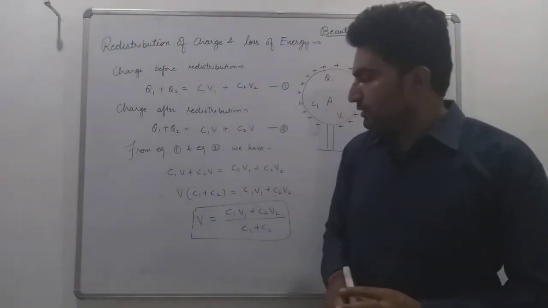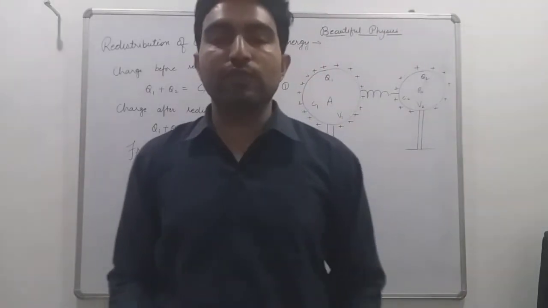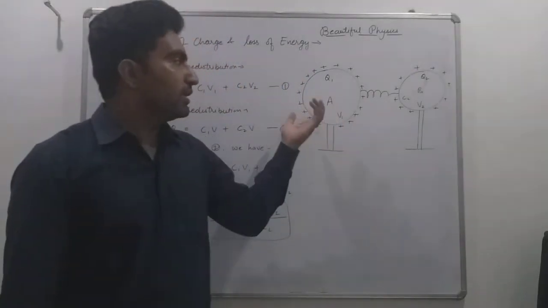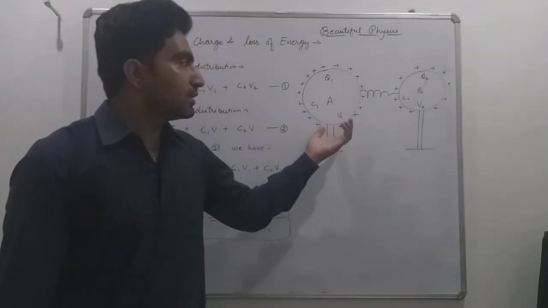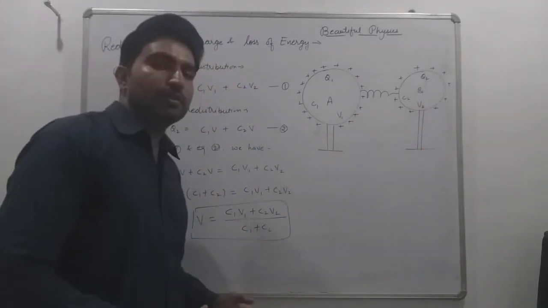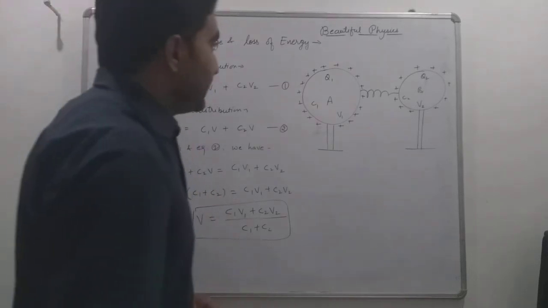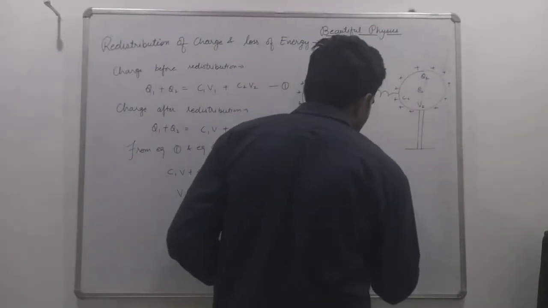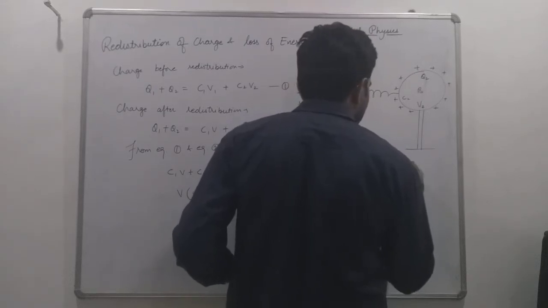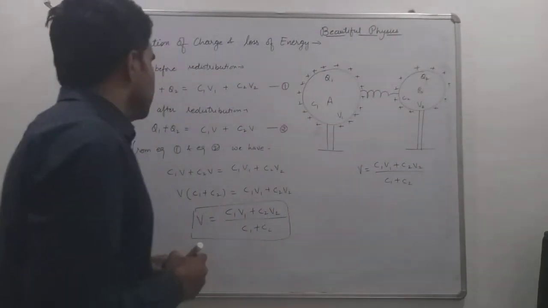Okay, it is the expression for the common potential when charge is redistributed, means charge is transferred from conductor A to B, or we can simply say charge is transferred from higher potential to lower potential, and both the conductors acquire a common potential, and the value of that common potential will be equal to c1 v1 plus c2 v2 by c1 plus c2. Okay, let's write this result here because it is used in the next expression. This is the common potential.